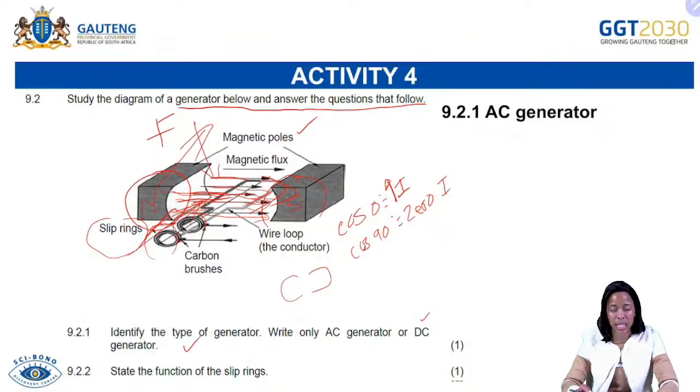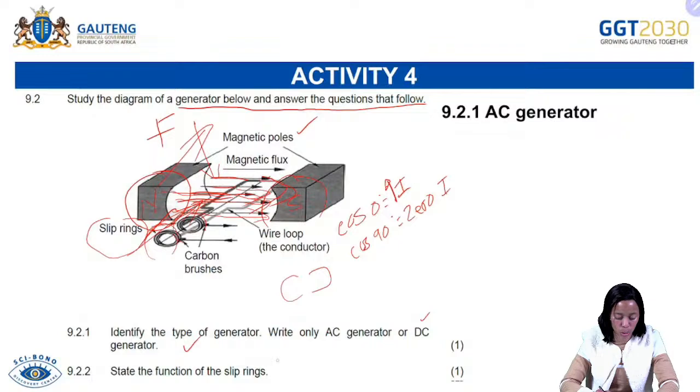Because remember, with generators, we are going to be using the right hand. And if we had motors, then we were going to be using the left hand, okay?